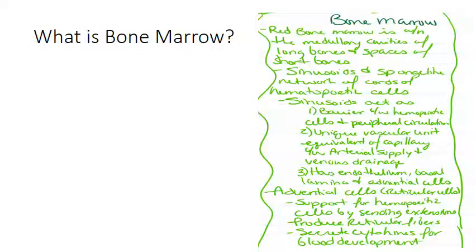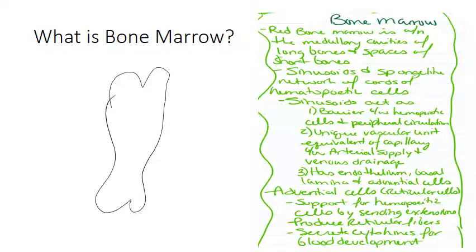So what is bone marrow? Well, red bone marrow is within the medullary cavity of long bones. So we have our bone here. Sorry, not a really good bone. But we have our red bone marrow, and that's going to be in our medullary cavity, which is going to be right in the middle.